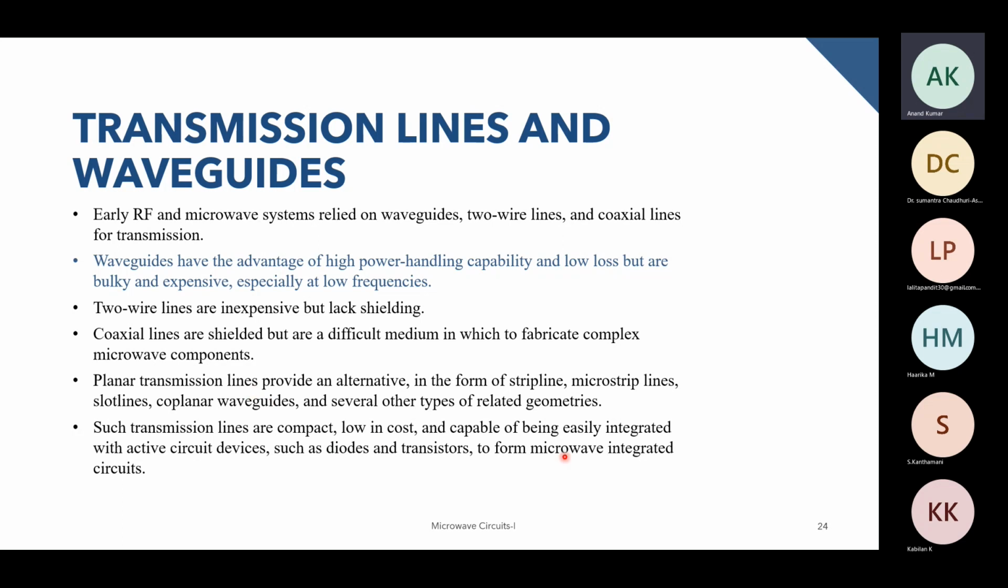Since all these can be fabricated on PCBs, they are very cheap, and they can be easily integrated with active circuits, diodes and transistors. They are also now very small, so they can all be printed on one board to form integrated circuits.